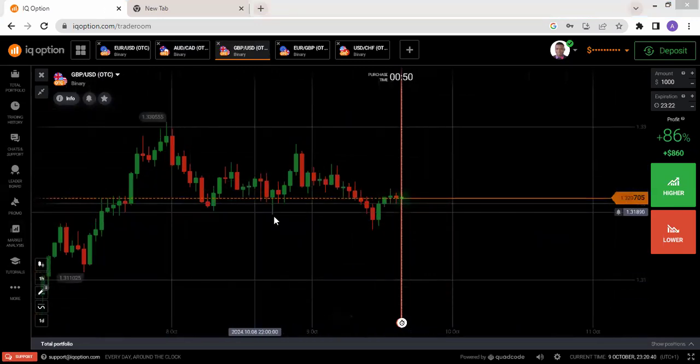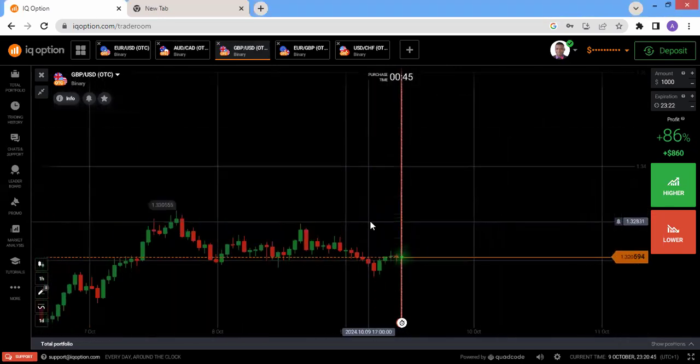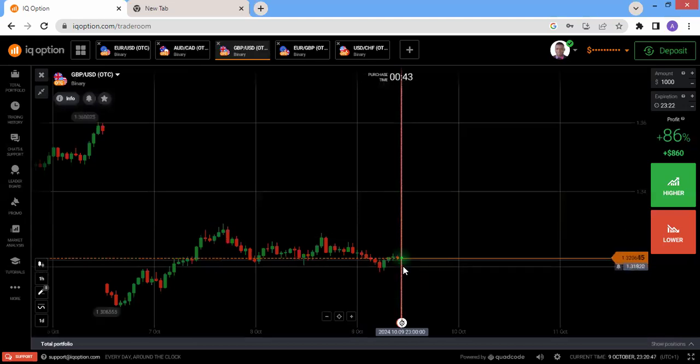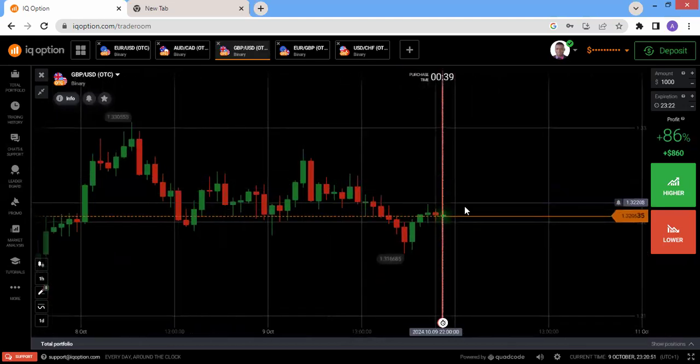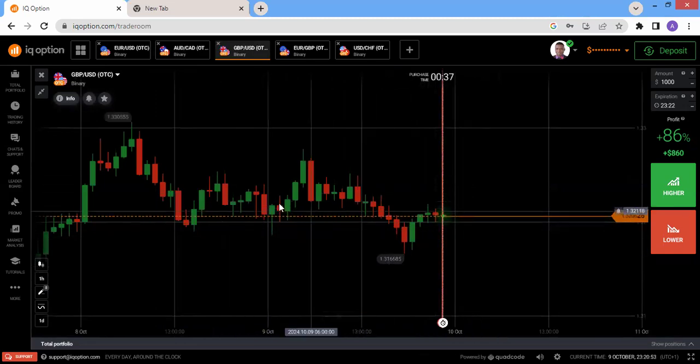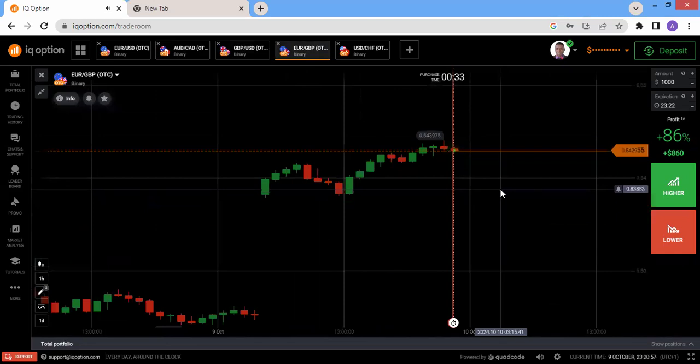In this market, we are looking for what? I'm assuming I opened this market and found it like this. This market is low probability because we are not breaking highs. We are rejecting highs and rejecting lows. So there's no probability here. You go to the next market.